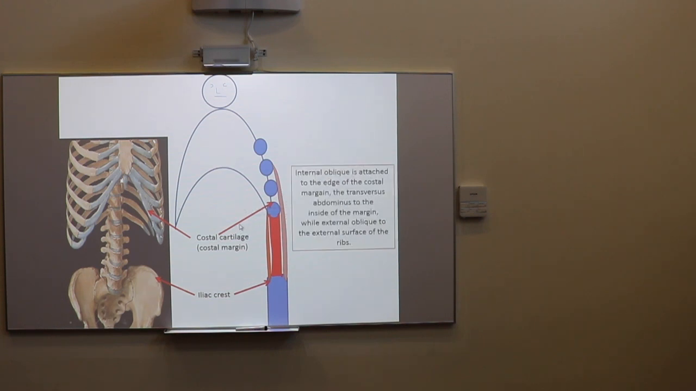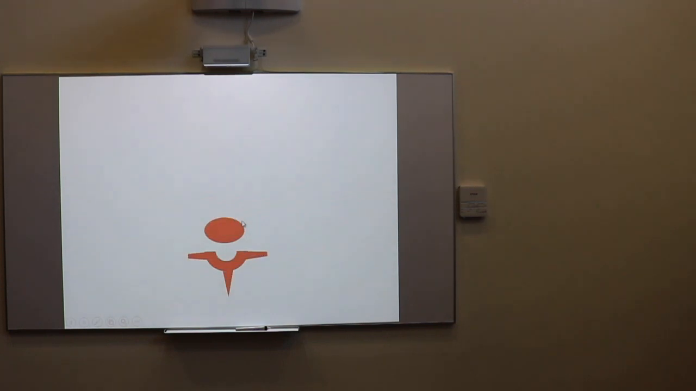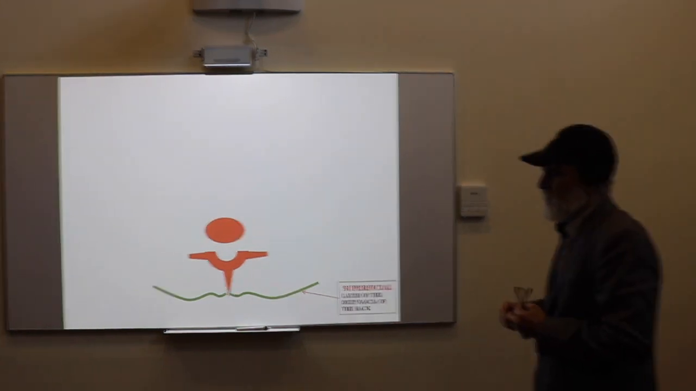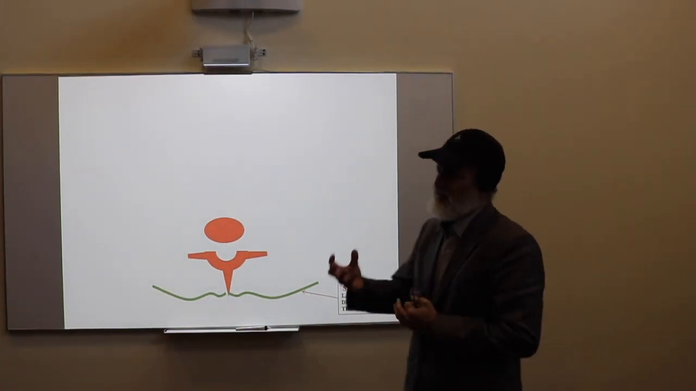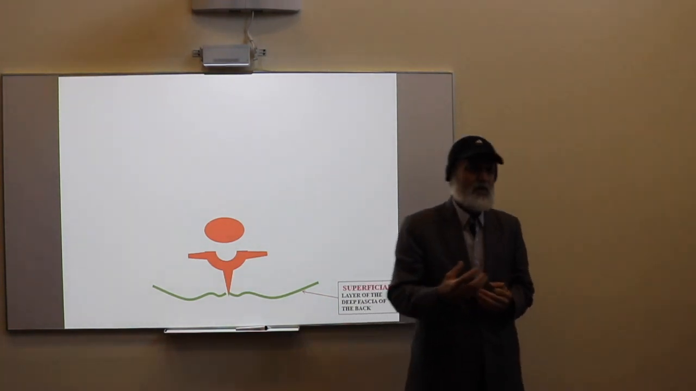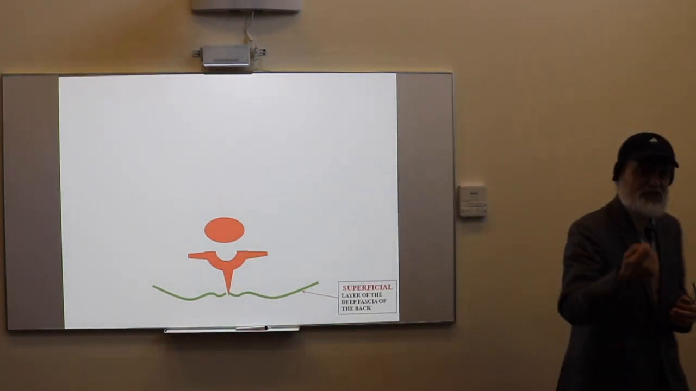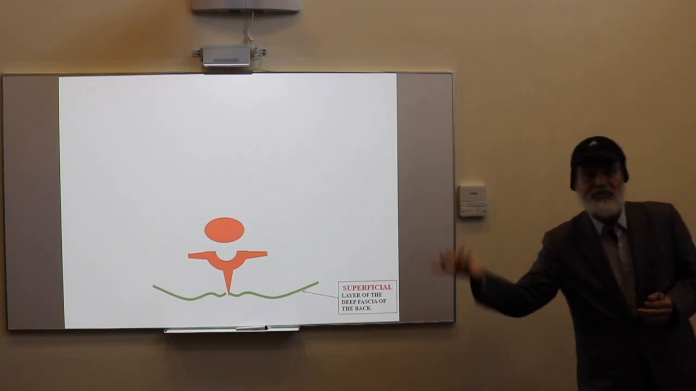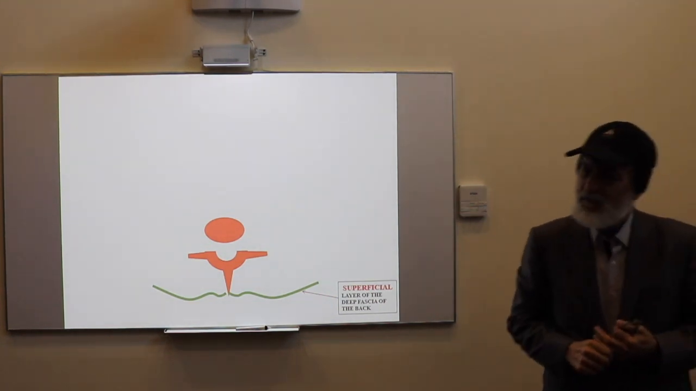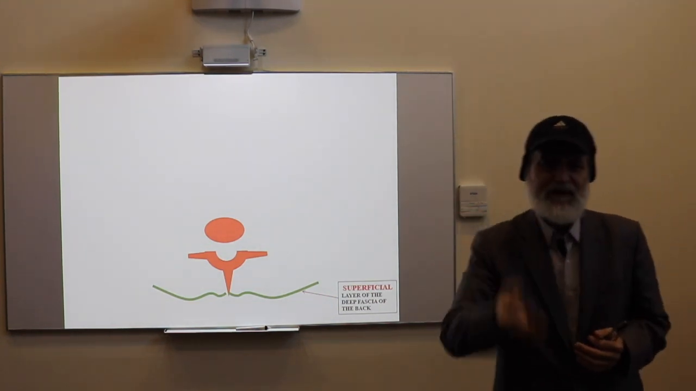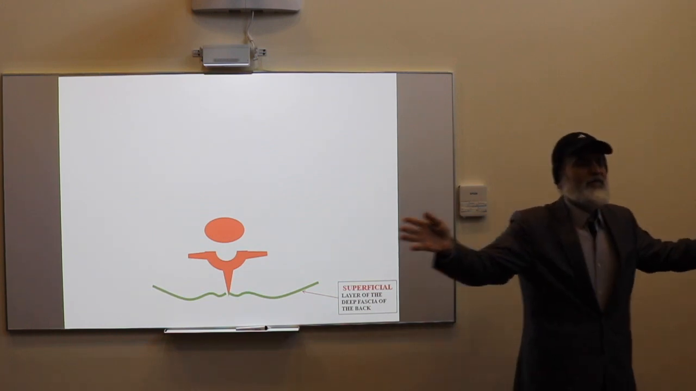Internal obliques attached to the edge. I don't need it. Here is the spine. Very fast. This is the superficial layer of deep fascia. Deep fascia of the back is complex, but beautiful. We divide it into superficial deep fascia and deep fascia. Are you following? So the deep fascia of the back is divided into, forget about it.